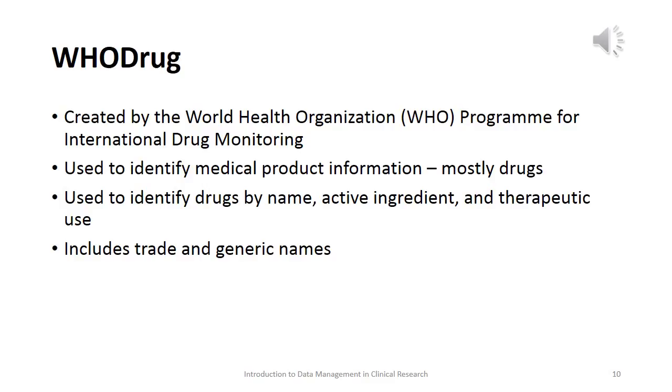The WHODrug dictionary is created by the World Health Organization Program for International Drug Monitoring. It's going to be used to identify medical product information, mostly drugs, but it can also include other medicinal products in addition to drugs. So it's used to identify drugs by name, by active ingredient, and by therapeutic use. It also includes trade and generic names. So most of the common drugs that we'll see in use around the world are going to be contained in that World Health Organization drug dictionary. We're going to go into a little bit more detail with that as we go along.